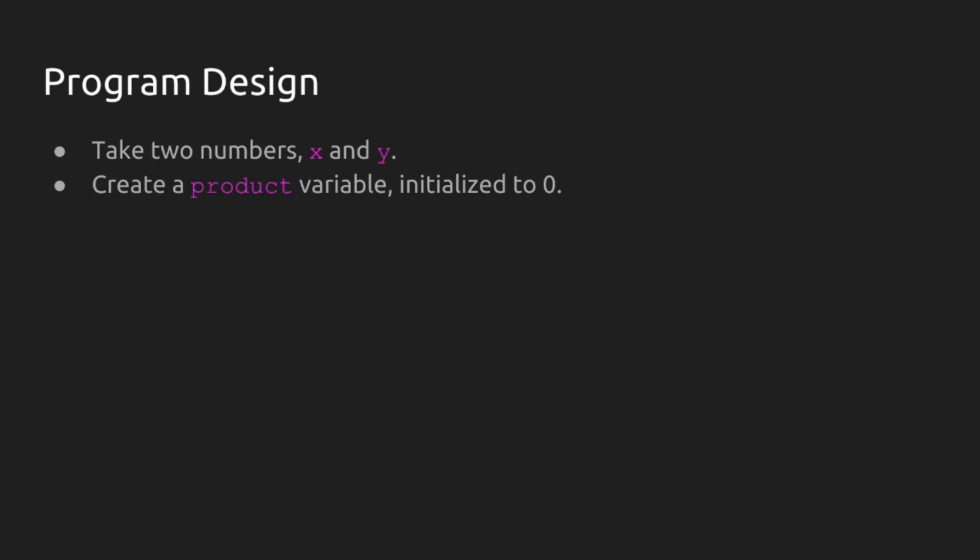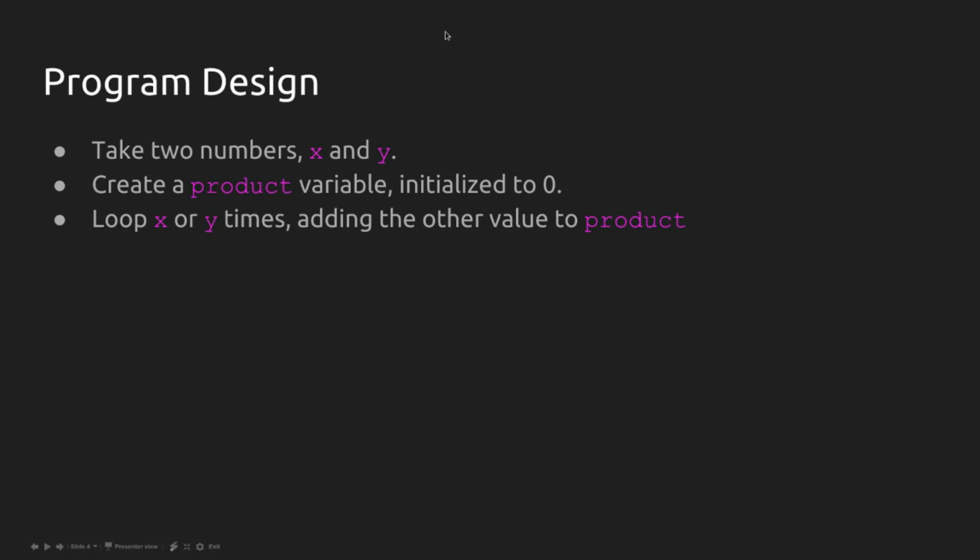So let's think about our program design and what this is going to look like, and then we'll jump into the code. So we're going to take two numbers, we'll call them x and y, and then we're going to create a product variable which is initialized to 0. So this is going to be where the answer is stored. And we're going to loop either x or y times, doesn't matter which one we choose, but whichever one we choose, we're going to use the other value and repeatedly add that value to the product. Okay, let's jump into the code and see what this looks like.